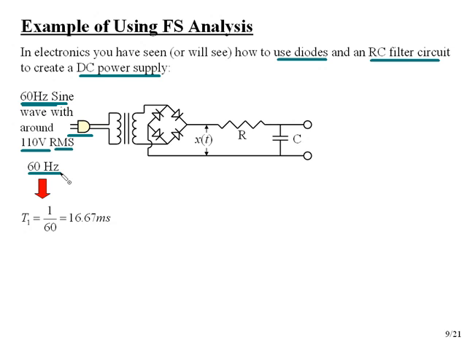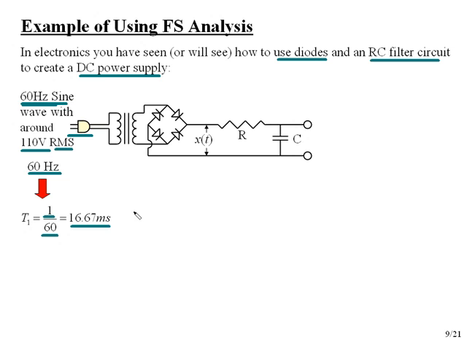So from 60 hertz, that's 60 cycles per second. If we think about one cycle, we're going to take 1 divided by 60 cycles per second. We're just going to take the reciprocal of that. So this 1 is really one cycle. Then the cycles cancel, and we get 16.67 milliseconds. So that is our period.